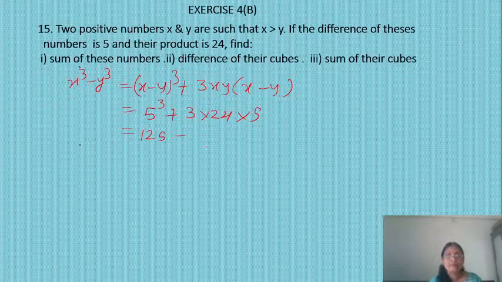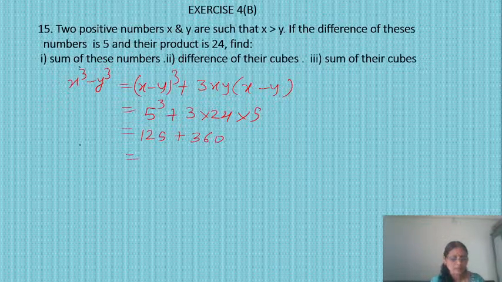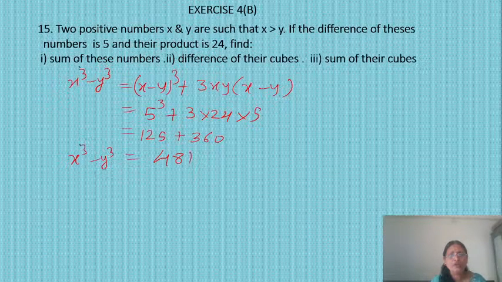Plus. When it is plus. Okay, 5 3s are 15. 15 into 24 is 360. And 125 plus 360, you are getting 485. So the difference of their cubes, this part we got x cube minus y cube, we got 485. Got it?